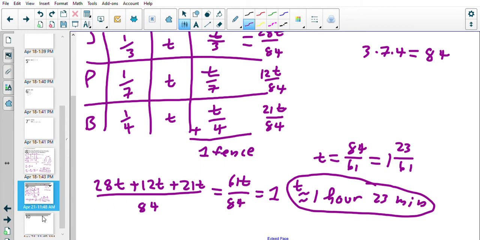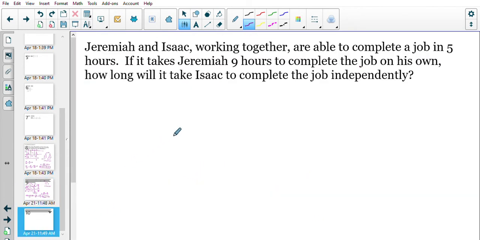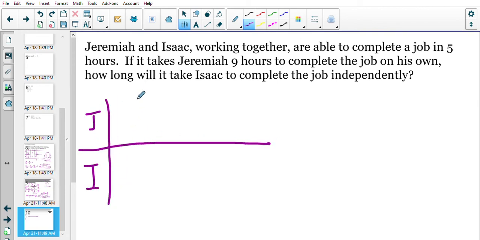Okay, we'll do one more example. This one's just talking about a generic job that Jeremiah and Isaac are doing working together. This one's a little bit different, but if we just use the same method to organize our work, we can solve it in the same way. So we need to talk about their rate, the amount of time that they work for, and how much work is accomplished.